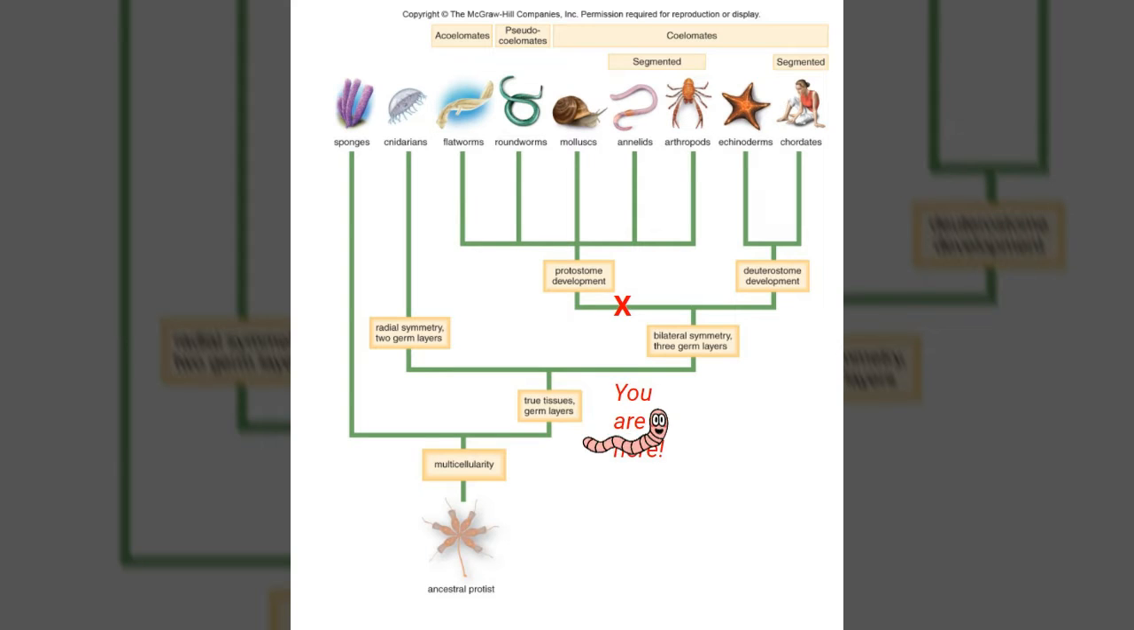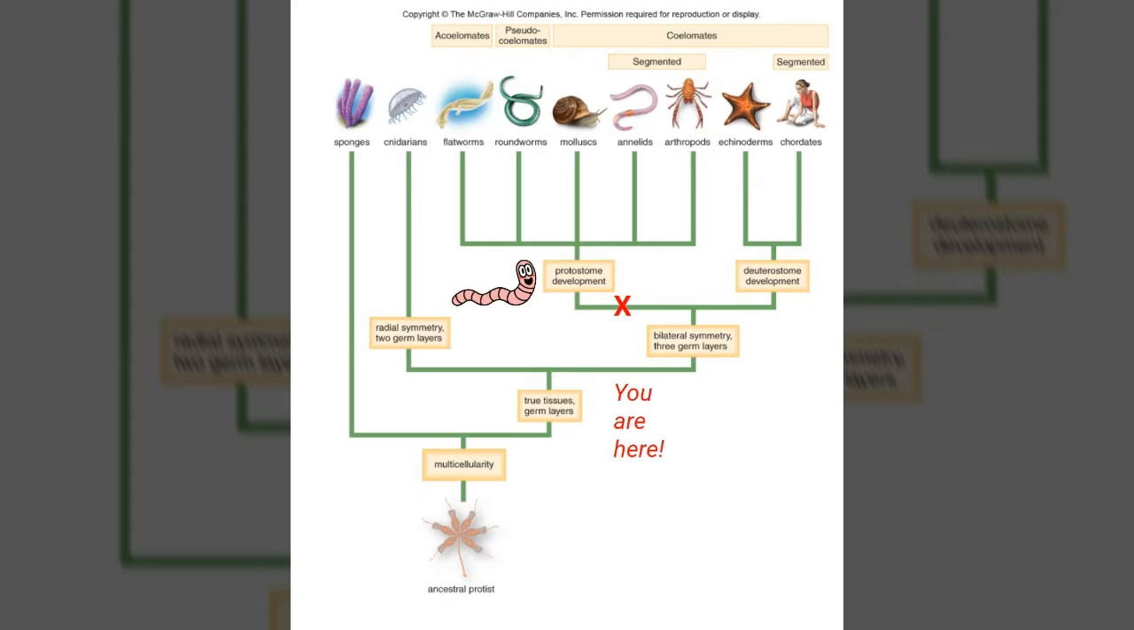Hello everyone, today we're going to be talking about worms. There are many different types of worms, but one similarity that they have with each other is that they all have protostome development. As you can see here, those are all worms, including mollusks and arthropods, but we're focusing on the worms today.